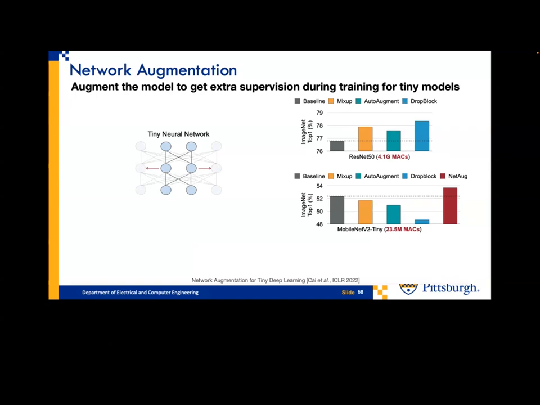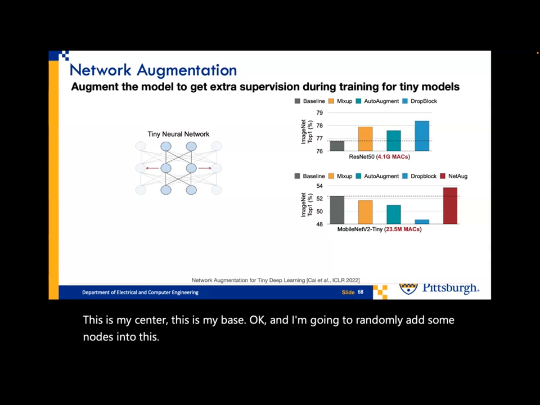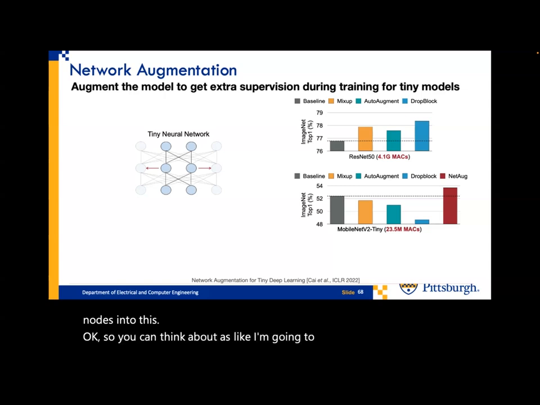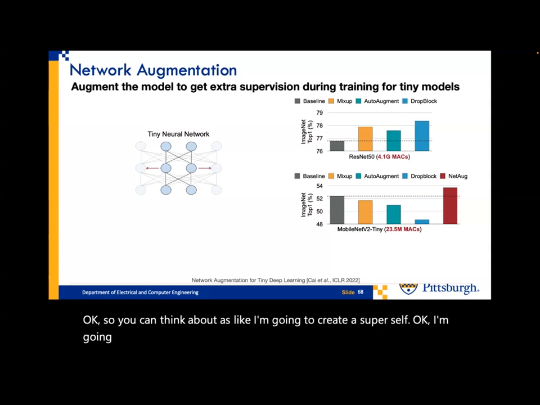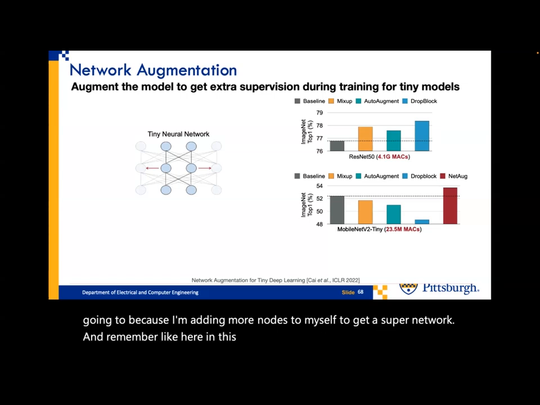So what network augmentation does is that I'm using my original baseline network as the centroid. This is my center, this is my base. And I'm going to randomly add some nodes into this. You can think of it as creating a super self, because I'm adding more nodes to myself to get a super network. Make sense? And remember, in this example the super network is a fully connected network, right?